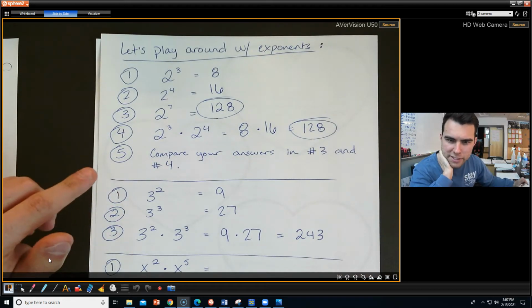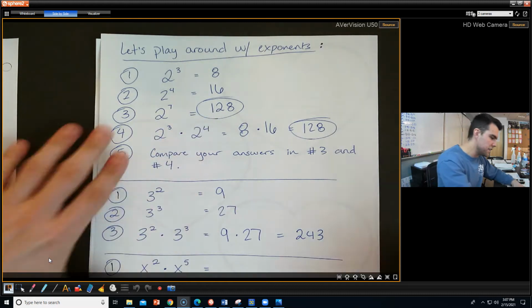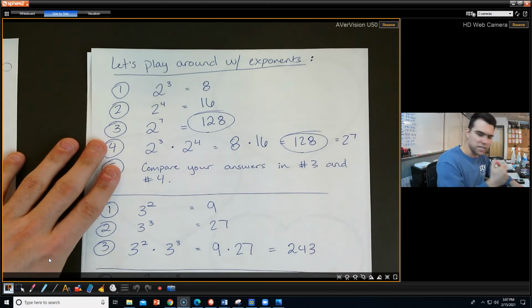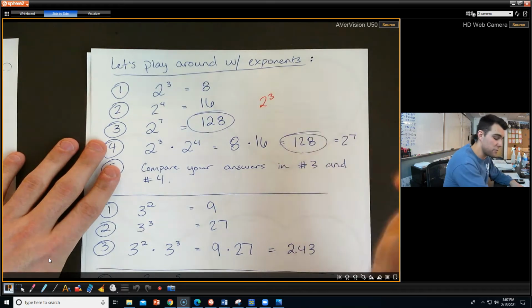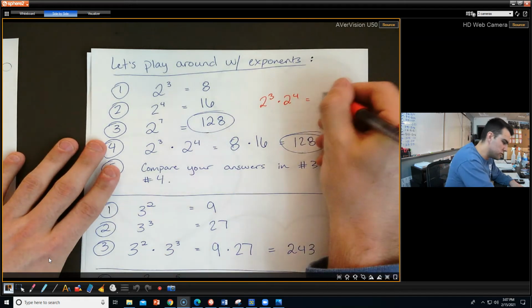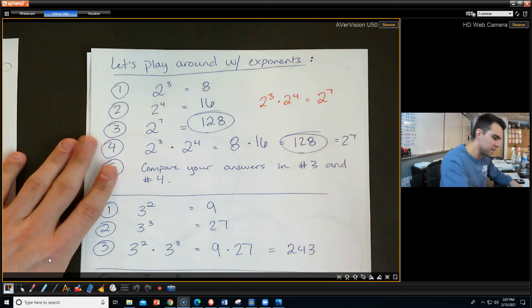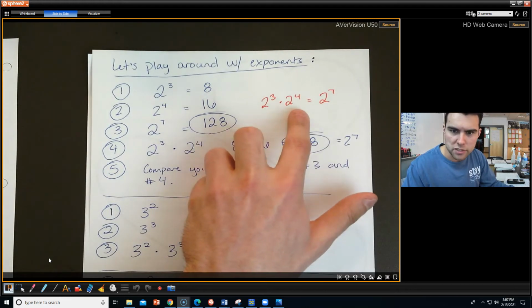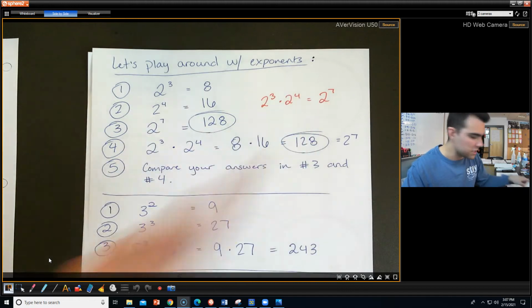They ended up being the same thing. And we know that 128 is equal to 2 to the 7th. So hold on just 1 second. 2 to the 3rd power times 2 to the 4th technically equals 2 to the 7th. What did we do with our exponents? It looks like we added them. 3 plus 4 is 7. Yeah, that's what it looks like.